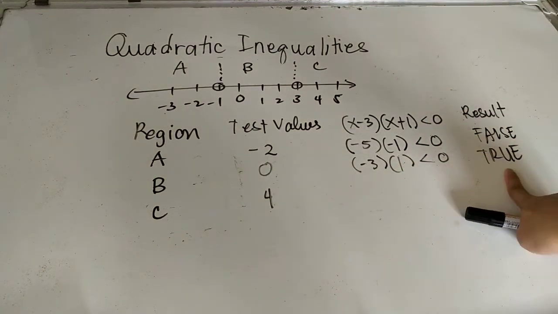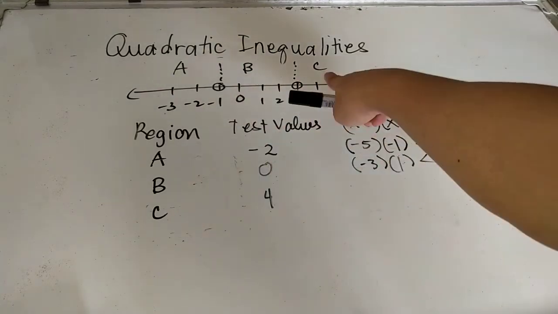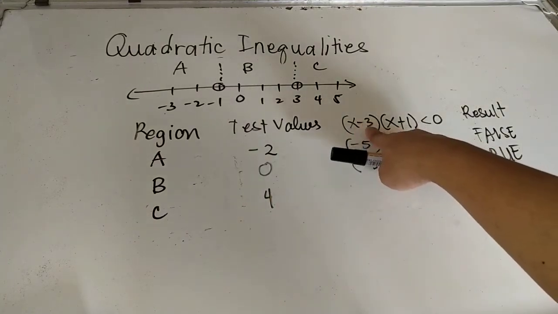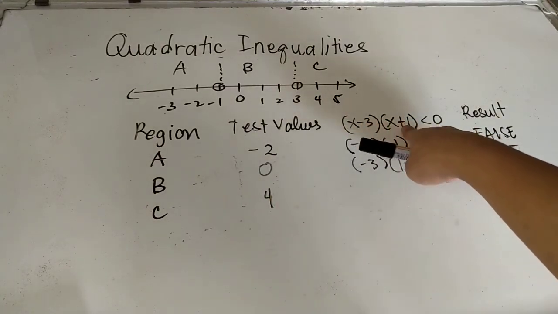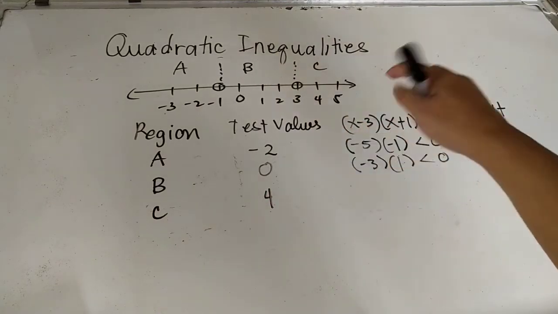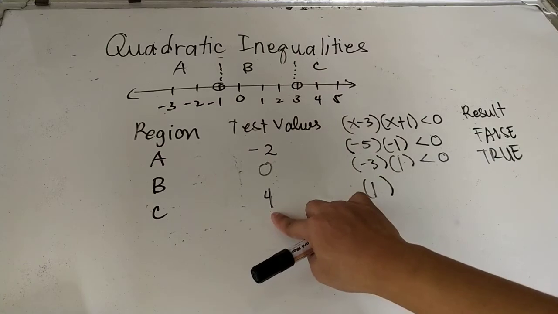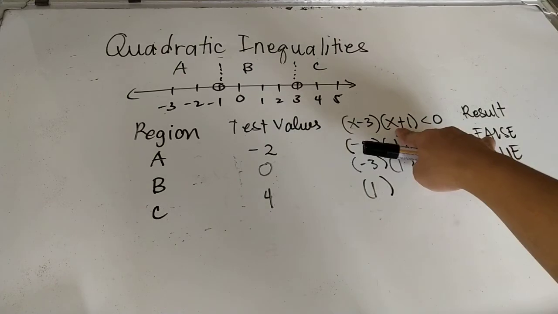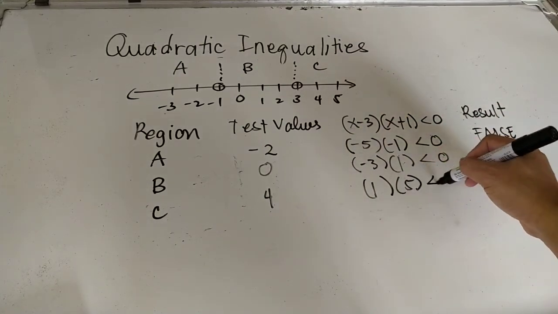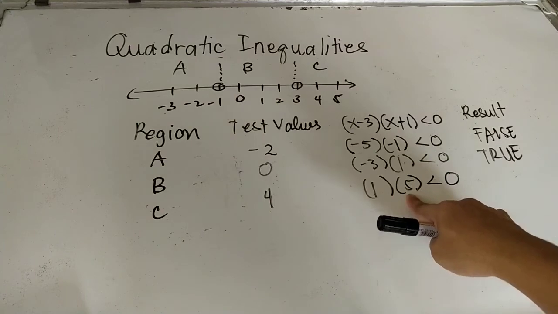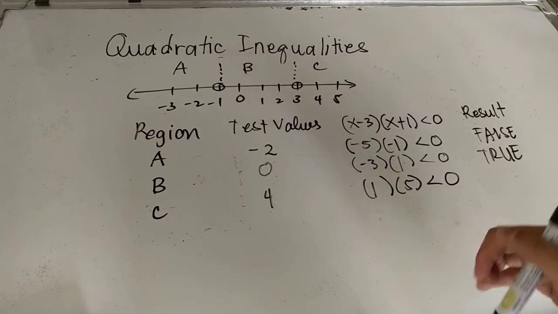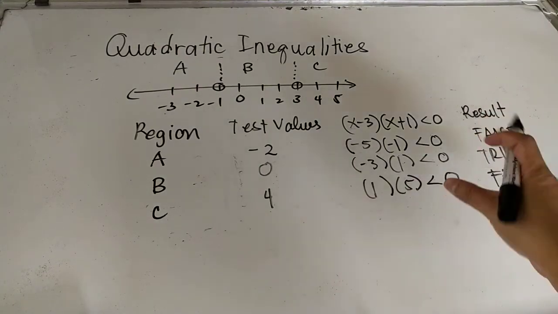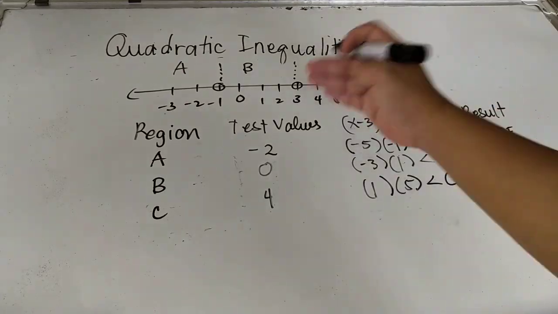And that is true. And for C region naman, ang pinili nating test value is 4. So, substitute natin yan doon sa factors ng inequality natin kanina. So, 4 minus 3 is 1. And 4, value ng x doon, so 4 plus 1 is 5. Less than 0. 1 times 5 is 5, and 5 is not less than 0. So, that is false. Okay? So, alin lang dito sa regions natin ang nag-true?